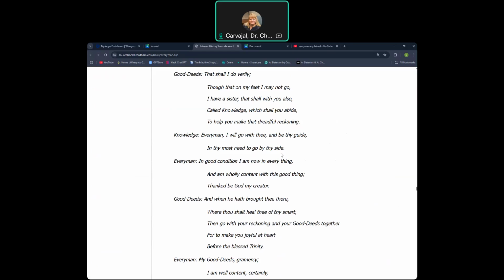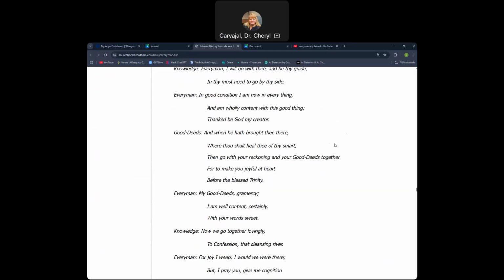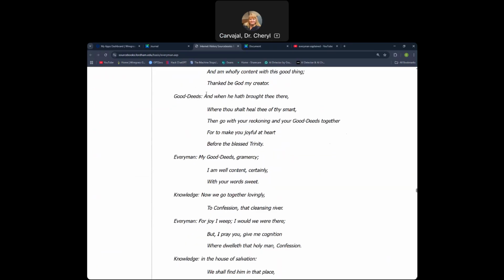So knowledge he can take with him. And he says, okay, now I'm all right. And it says, and when he had brought you here, where you shall heal, where thou shalt heal thee of thy smart, then go with your reckoning and your good deeds together. So in other words, he has to essentially learn what he needs.